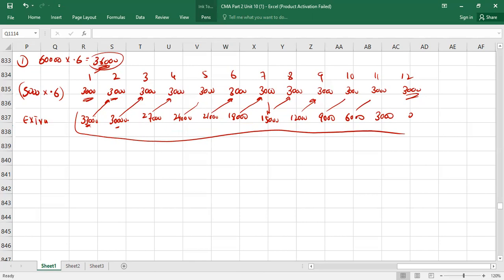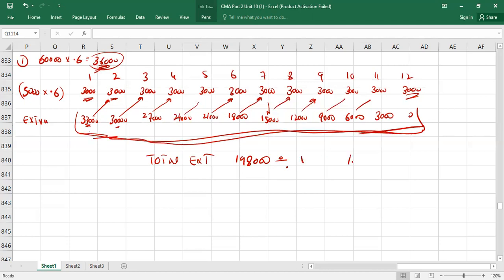First, you add the total extra investment, because you need to get the average. If you add all these values, 33 plus 30 plus 27 plus 24 plus 21, and so on, it is going to be 198,000. Then you just divide by the number of values. There are 12 values because there are 12 months. If you count from here to here, 12 values. So you divide by 12. So the average investment is going to be 16,500. The total extra was 198; if you divide by 12, this gives you the average. On average, the extra investment is 16,500. And what was the question?